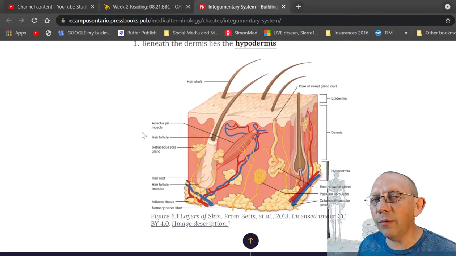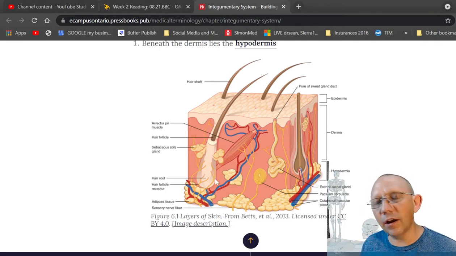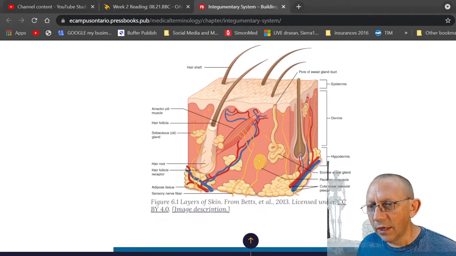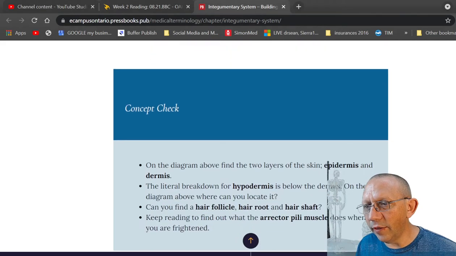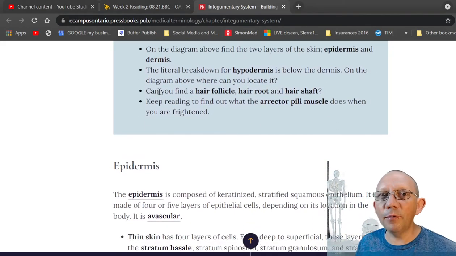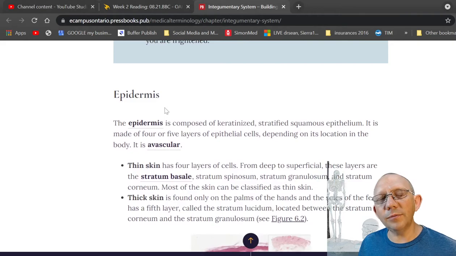Erector. It's not erector, it's erector. Gets commonly mispronounced. Sebaceous glands right here. These make an oil. You can look up the other stuff too in there. Hypodermis. Hypodermis as in hypodermic needle.